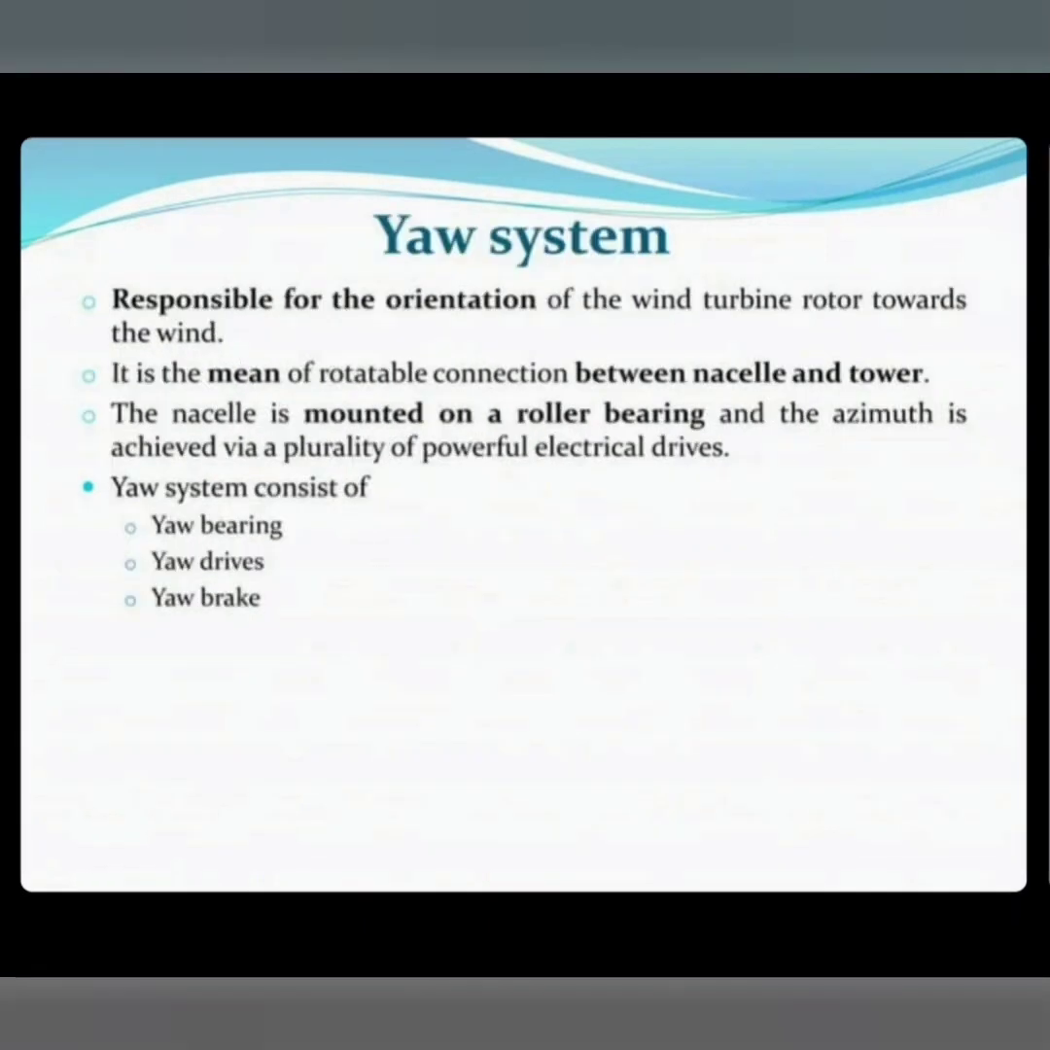Yaw system. The yaw system is responsible for the orientation of the wind turbine rotor towards the wind. It is the means of a rotatable connection between the nacelle and tower. The nacelle is mounted on a roller bearing, and the azimuth is achieved via powerful electrical drives. The yaw system consists of yaw bearing, yaw drives, and yaw brake.